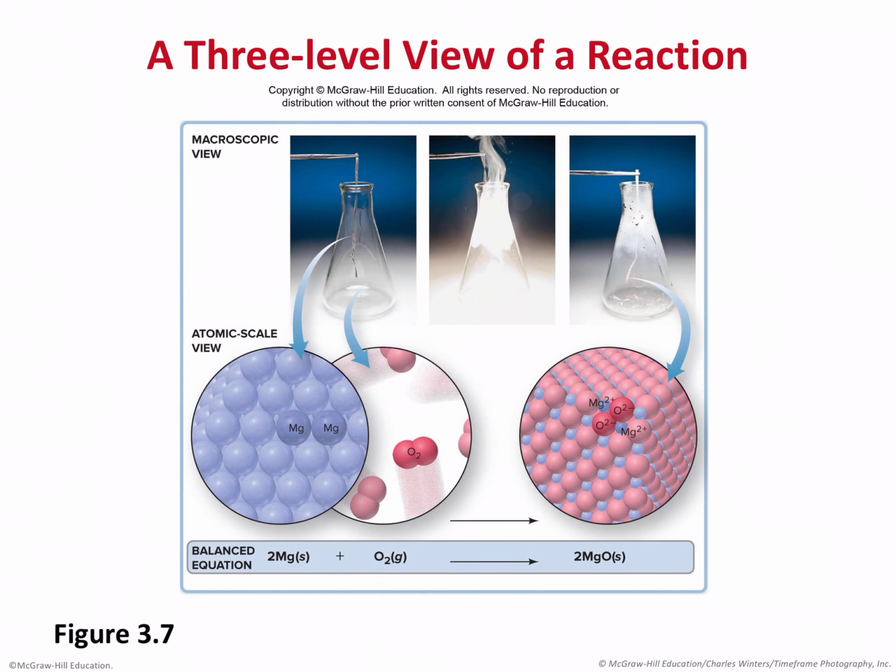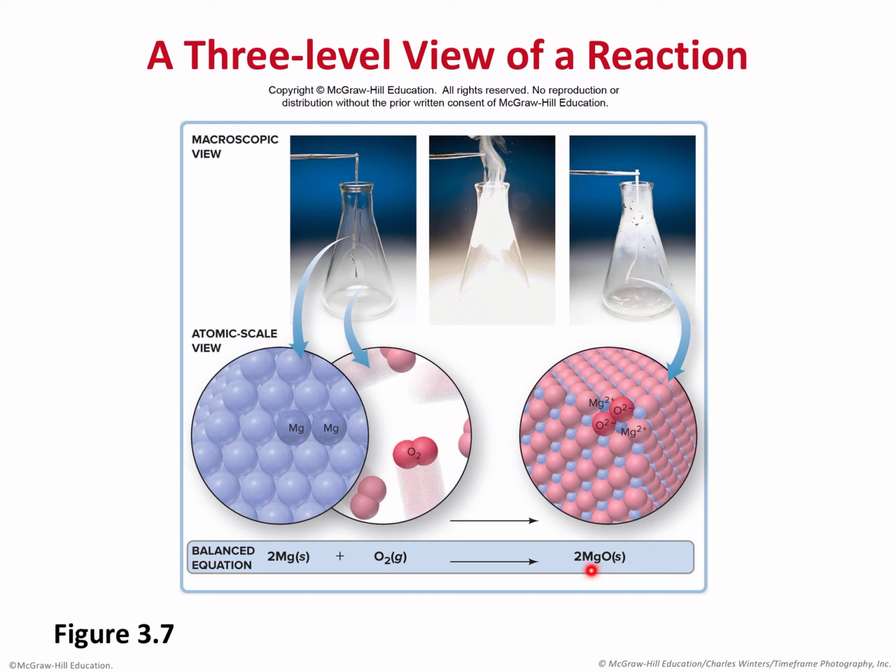Now these are the three-level views of magnesium and oxygen giving us magnesium oxide. The macroscopic view is what we perceive and what we see. So this is a magnesium ribbon. You burn it in the air, magnesium oxide is formed. In the atomic scale view, magnesium is a metal. Magnesium atoms are close to each other. Oxygen is found in the air and it is in the form of O2 molecules. It's a gas. And then once magnesium oxide is formed, it is MgO.